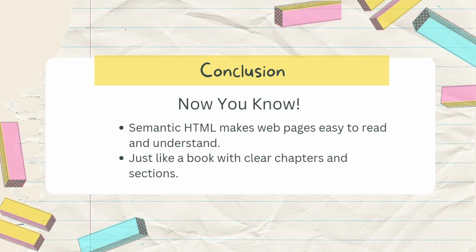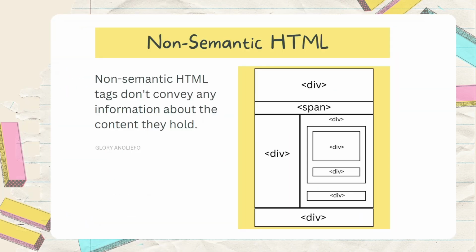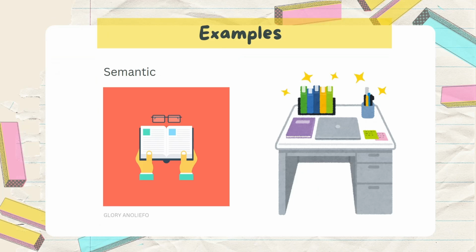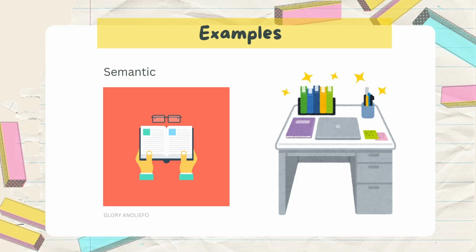So let's quickly sum this up. To sum up, using semantic HTML helps make your web pages more meaningful, accessible, and easier to read and understand. Just like this pictorial representation, it makes it more meaningful. Always remember to use the correct HTML tags for their intended purpose to create well-structured and understandable web pages.